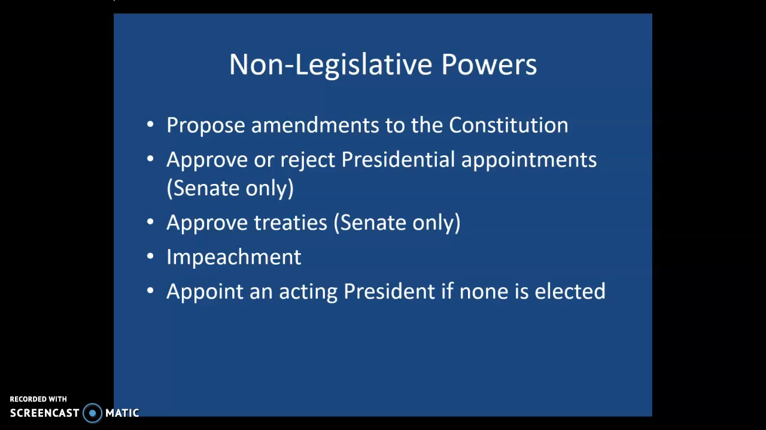The House of Representatives then would have the power to select the president if none is elected by the Electoral College and by the people of the United States. That goes to the House of Representatives, where each state gets one vote. So each state's delegation in the House would get together and decide who they want to pick for president, and then the House of Representatives as a whole would vote to see who would be the president. So that's another non-legislative power.